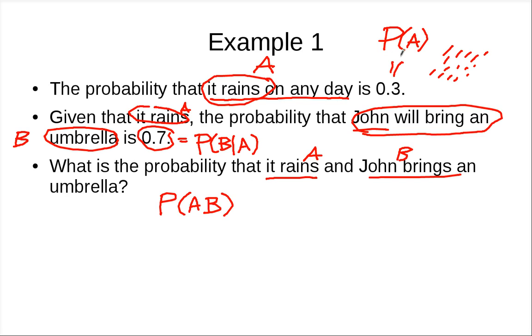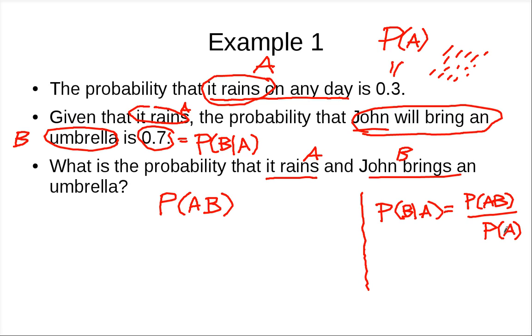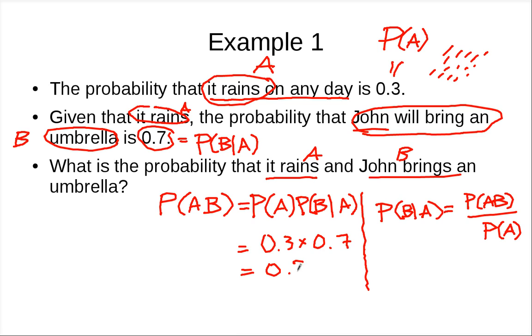We know P(A), and we know P of B given A. From the conditional probability formula, P of B given A is P(AB) over P(A). So from that, P(AB) equals the probability that A occurs, and then the probability that B also occurs given A. So this is 0.3 times 0.7, which is 0.21.